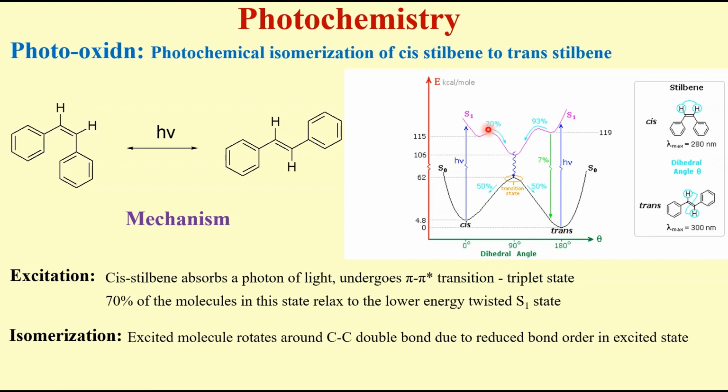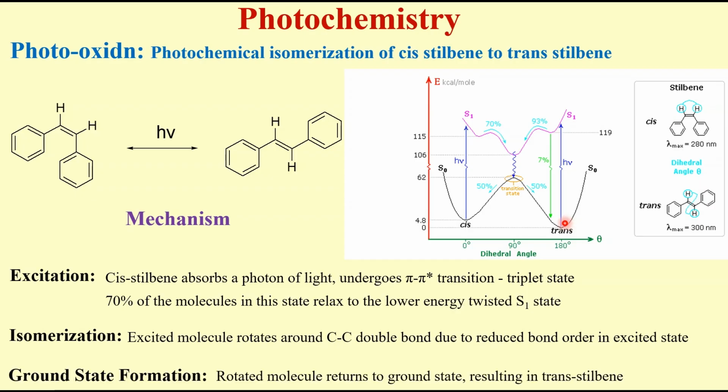Here we have seen that 70% of it gets converted into the triplet transition state and that gets converted into trans. What about the remaining 30%? Let us look into that.